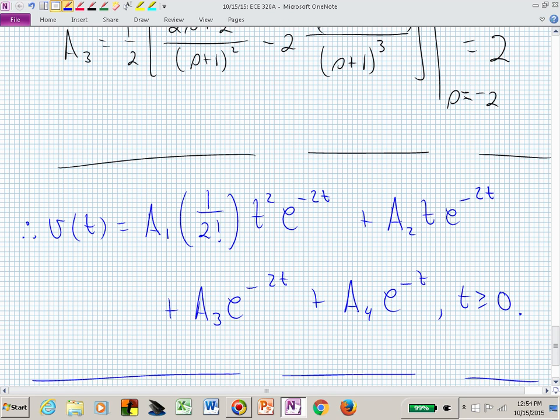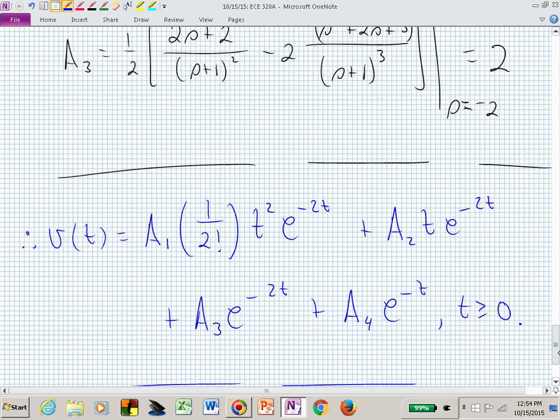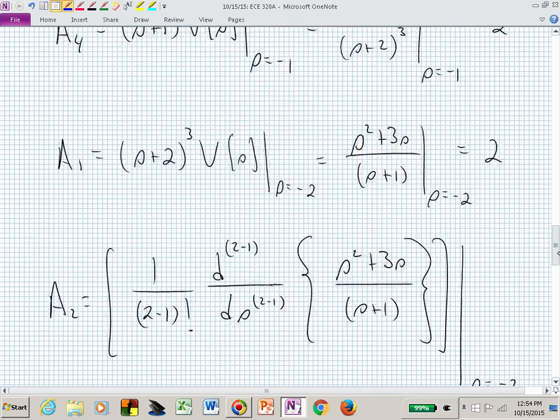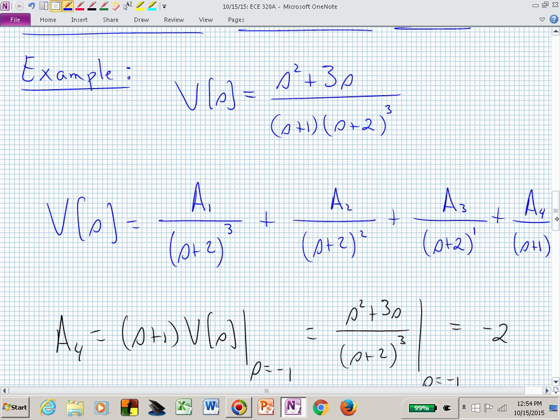Yes? So the 1 over 2 factorial is based off the fact that we had s plus 2. Yes, so the 1 over 2 factorial is a result of having that factor cubed in our partial fraction expansion. If it was to the fourth, then we would have 1 over 3 factorial t cubed, scaled by whatever it is, a sub 1, if we were starting at that. Questions on that example? Yes?